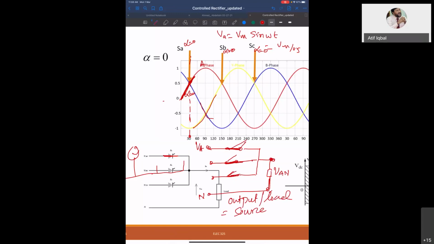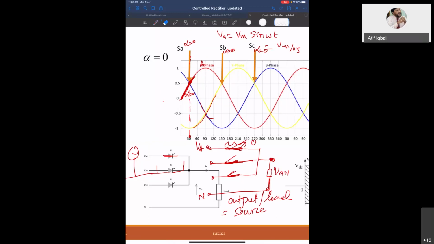And what is the voltage that will appear across the thyristor itself? When it is operating, the voltage will be 0 ideally. And when it is not operating, what is the voltage across it? So that we have to check.